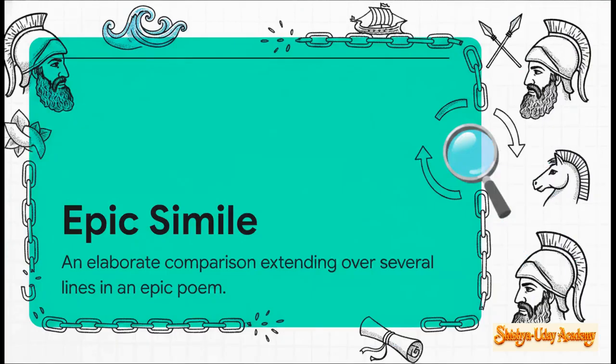Let's push even deeper into the epic simile. An epic simile is an elaborate comparison extending over several lines in an epic poem, comparing grand or heroic actions to natural phenomena or everyday activities. This is a technique famously used by Homer in the Iliad and the Odyssey to pause the action and build incredible narrative weight. Notice that it extends over several lines. It's essentially an entire mini-story woven directly into the main narrative.